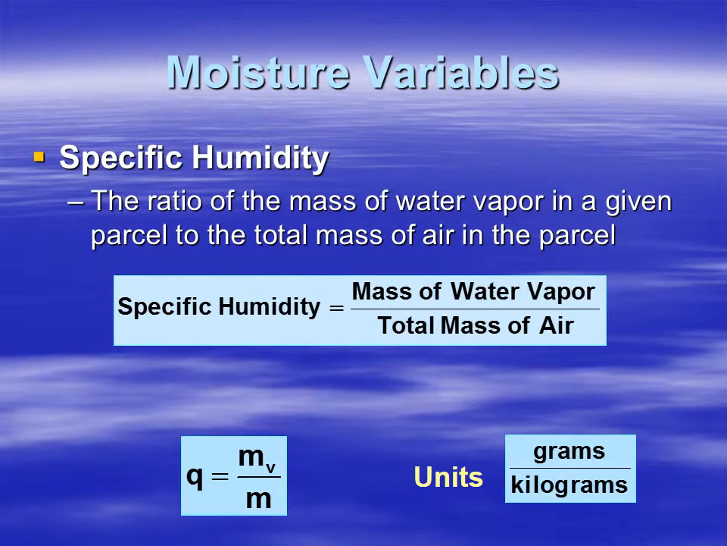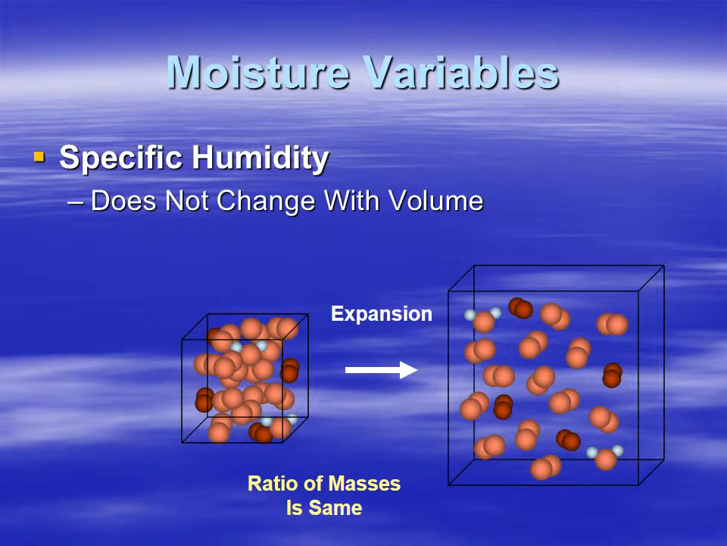Here's just the equation for it: specific humidity, mass of water vapor divided by total mass of air. We use the symbol Q, and usually it's measured in terms of grams per kilogram. If you just take one divided by the other, grams divided by grams, it'll give you a number of like 0.001. But when you look at it in terms of kilograms of dry air, then you're going to have more water vapor, bigger numbers. Nice thing is specific humidity doesn't change with volume. As it expands, the mass is the same, the ratios are the same. So specific humidity doesn't change with volume.